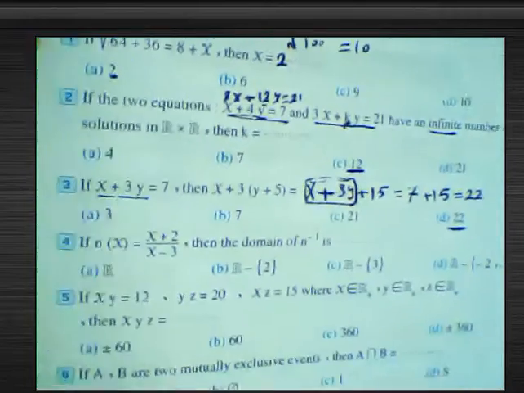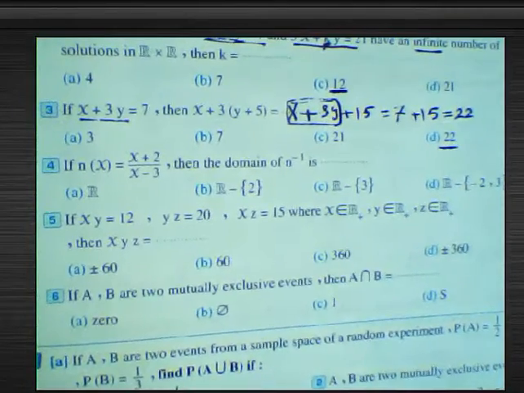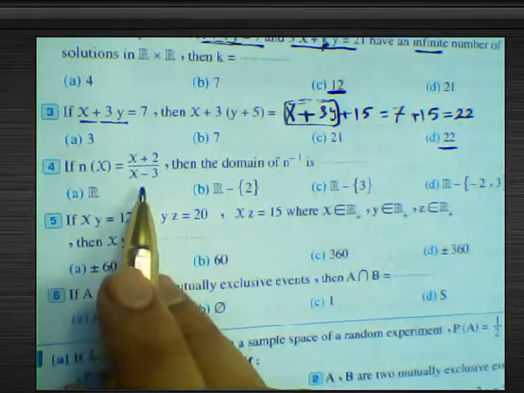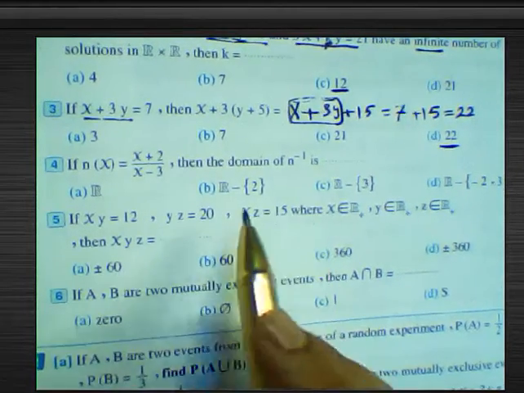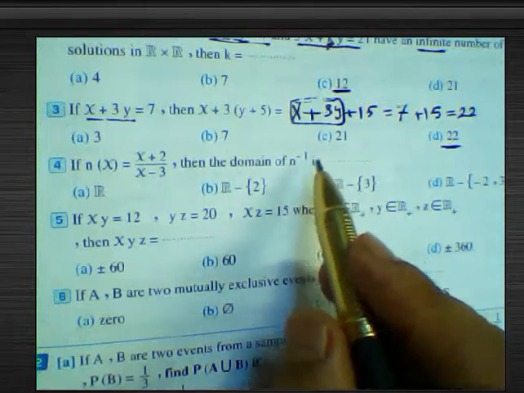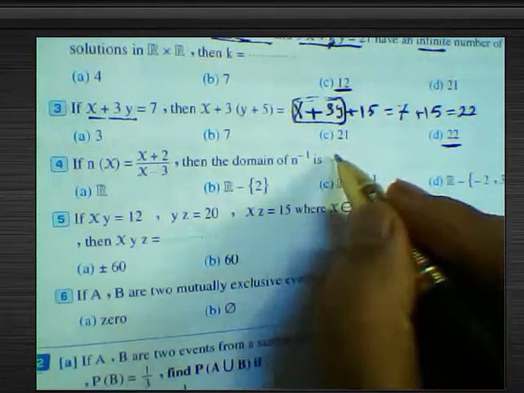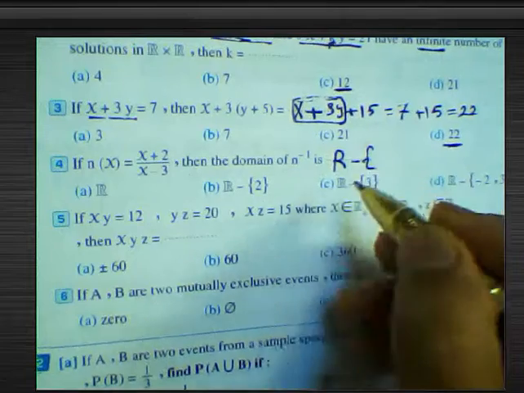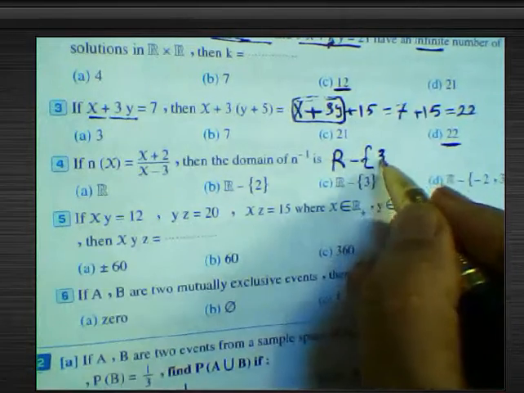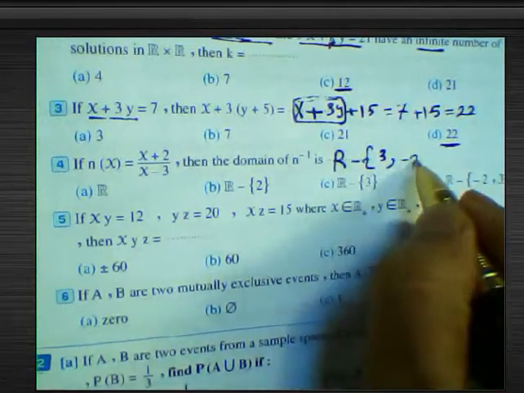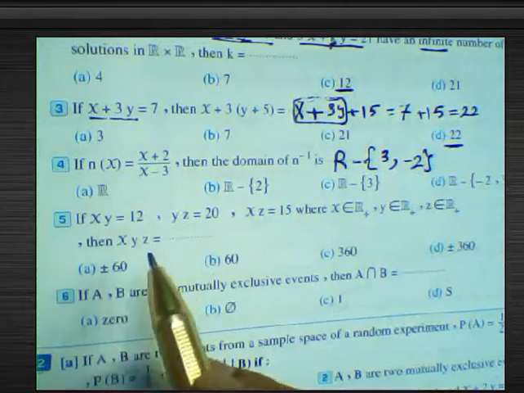Question number 4. If n of x equals (x plus 2) over (x minus 3), then the domain of n to the power negative 1 is? We know the domain of n to the power negative 1 is for the inverse of the fraction. The domain will be R, subtract the zeros of the denominator and numerator. It will be 3 and negative 2. We must write the zeros of the numerator and denominator of this fraction.